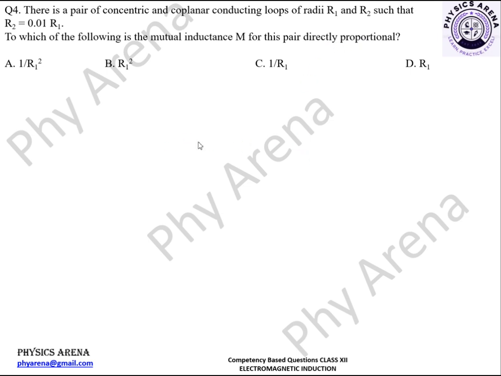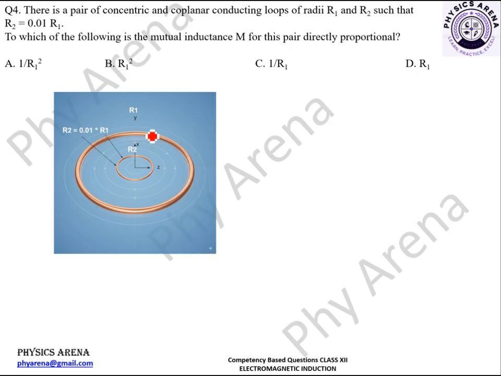So the scenario that is given to us is that there are two coils of radius R1 and R2, and for the smaller coil, the radius is 0.01 times the radius of the larger coil. We need to find the formula for the mutual inductance, and then identify which of the given options it is proportional to. So let's try to find it out.